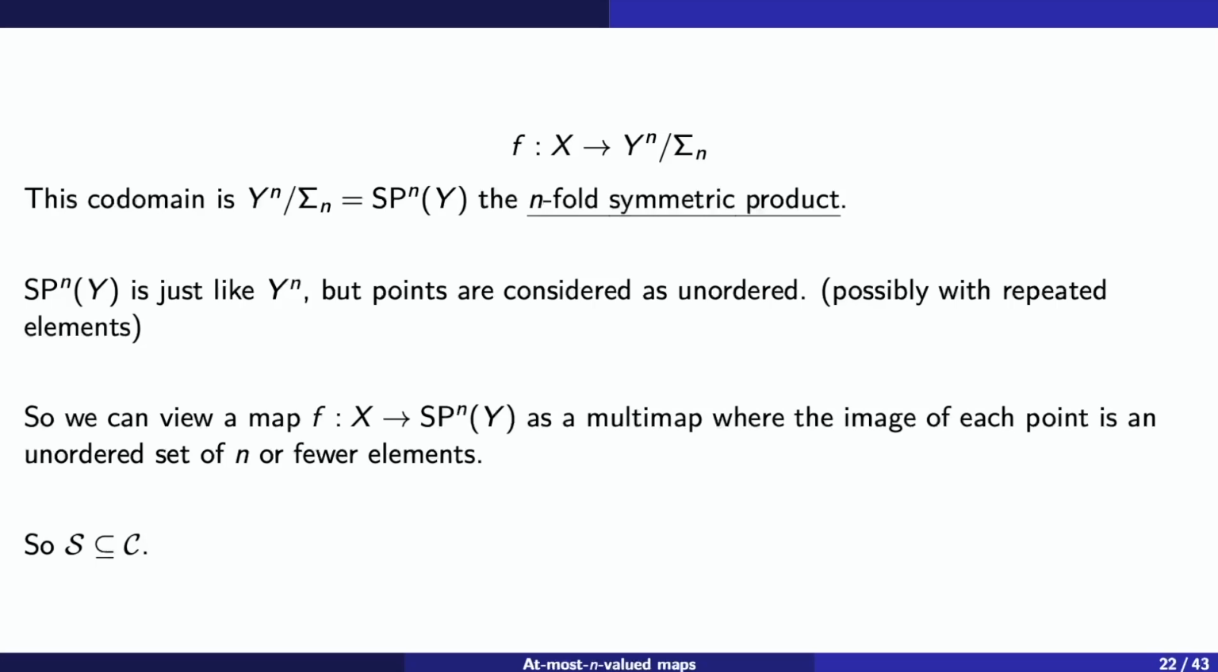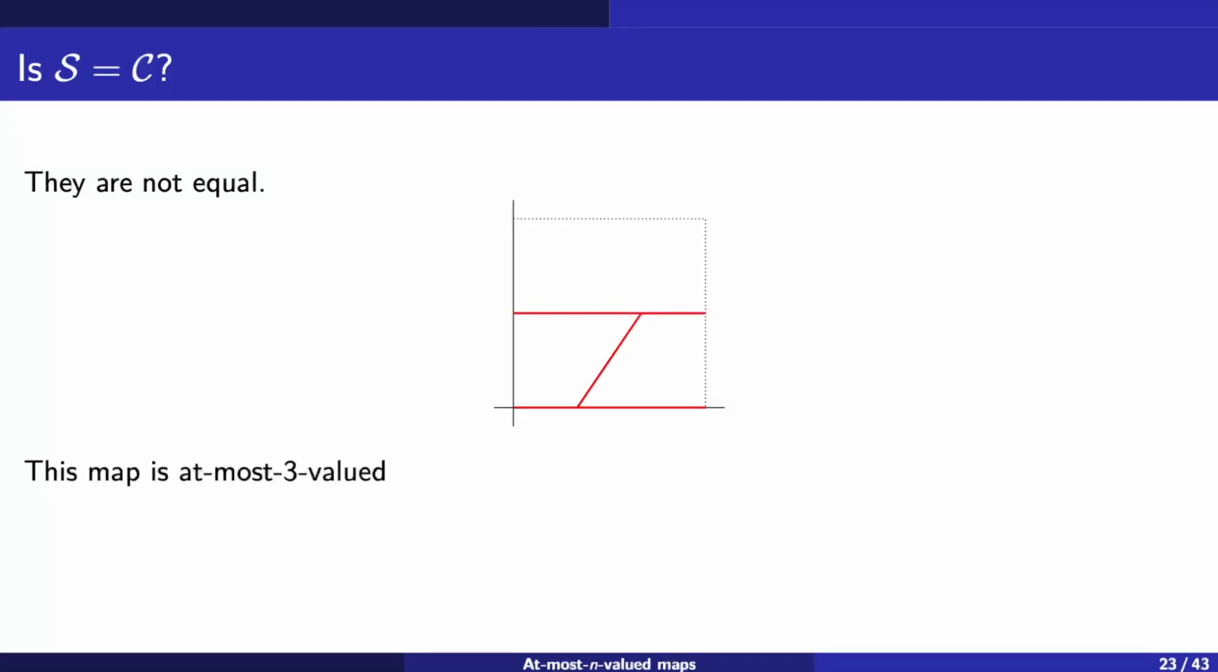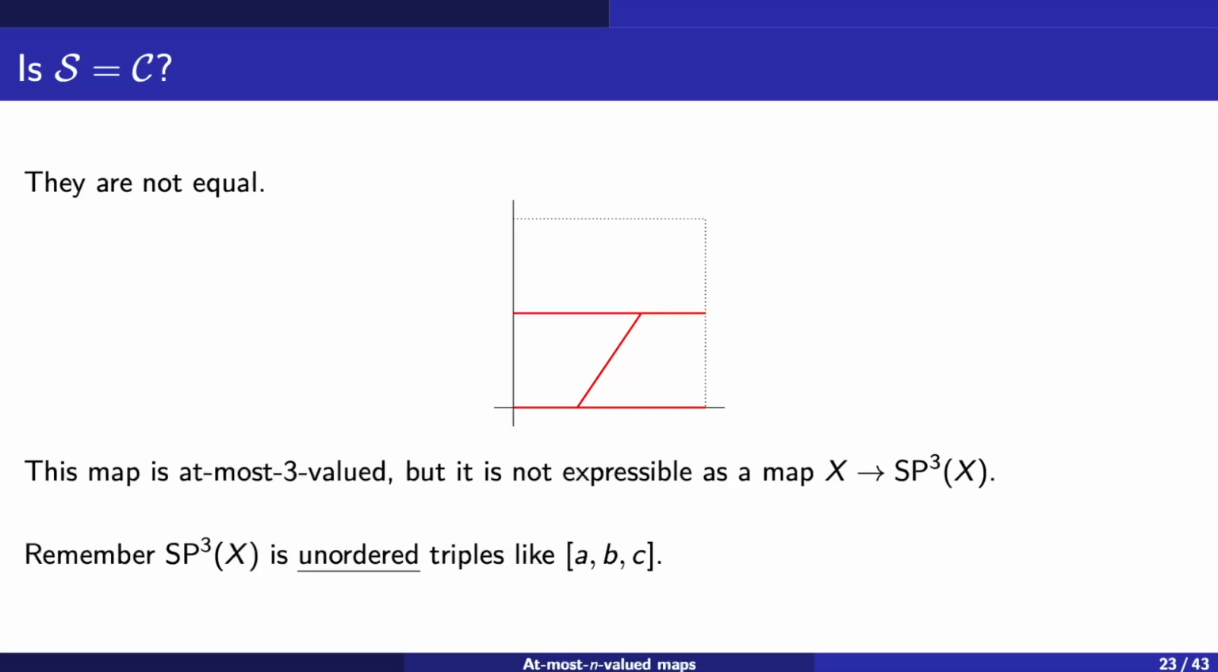Are they the same type of set? Are they equal? That is to say, is it true that every at most n-valued function can be written as one of these symmetric product functions? They are not equal, and again, the counterexample is this. This map is at most 3-valued, as we know, but it turns out you cannot express this as a continuous function that has values which look like unordered triples of points. Remember, this SP^3 of x would be unordered triples. I'm going to write them with square brackets just so that I remember that it's not an ordered triple, it's an unordered triple.